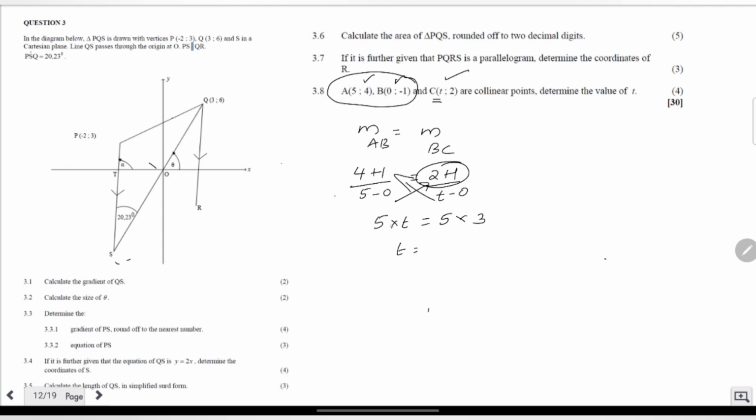Is it clear? Therefore t is equal to what? Send the 5 to the other side, that is 5 times 3 divided by 5, the 5s cancel. What is the value of t? It is 3. So we are done. So this is how we do analytical geometry.